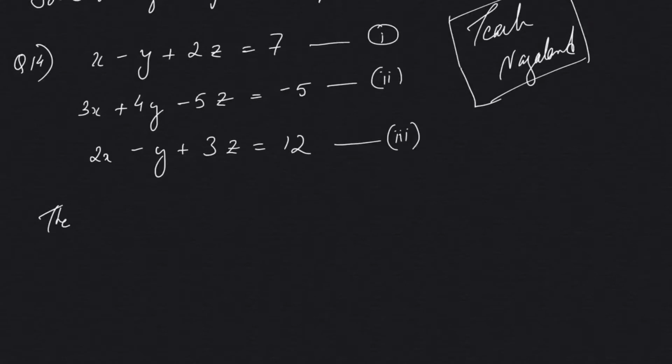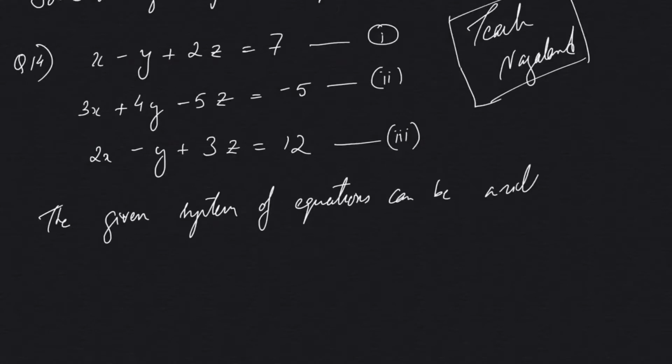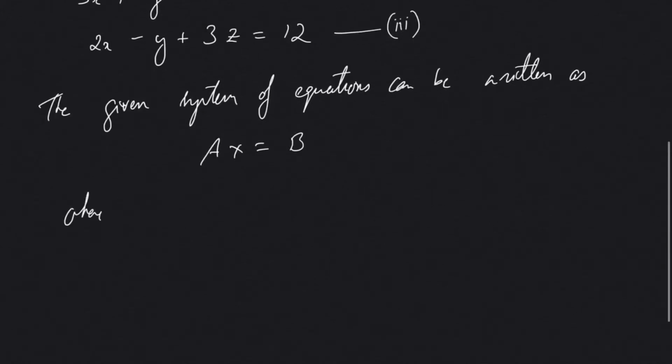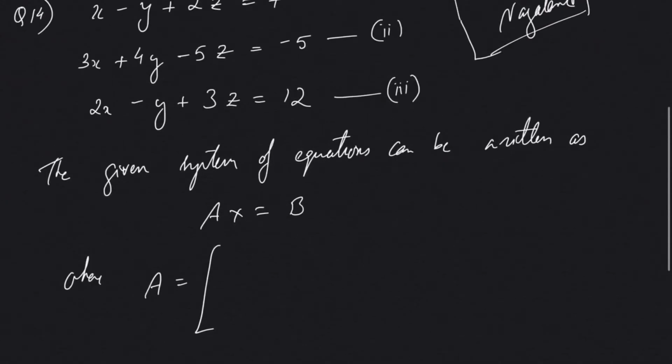Now we can write the given system of equations as AX equal to B, where A was the matrix of the coefficients of the variables. So for this, we have 1, minus 1, 2 for the first equation; for the second equation, 3, 4, minus 5; for the third equation, 2, minus 1, 3. X is the matrix of the variables, and B the matrix of the constants, 7, minus 5, 12.